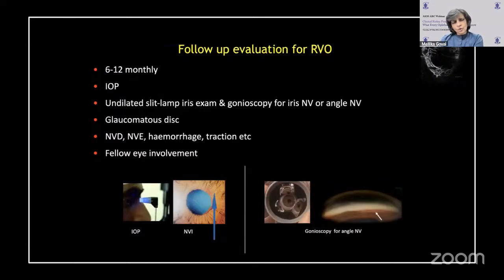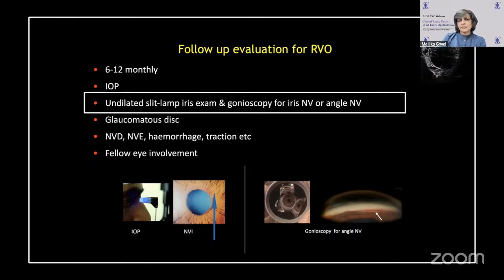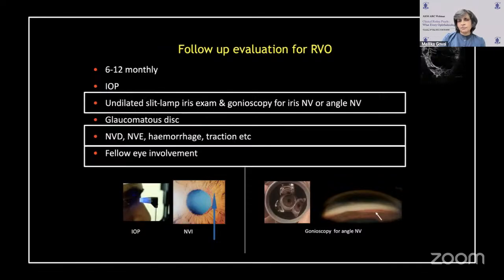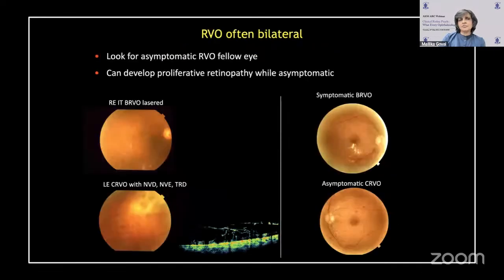So what is the follow-up evaluation for any RVO? It has to be every 6 to 12 months, even if they are asymptomatic. And every visit, especially in CRVO, requires an undilated slit lamp exam as well as gonioscopy. Look for glaucomatous disc which may have been missed or not present at the first visit. Look carefully for new vessels on the posterior segment. And very important, look at the fellow eye. Very often they have a silent RVO in the other eye.